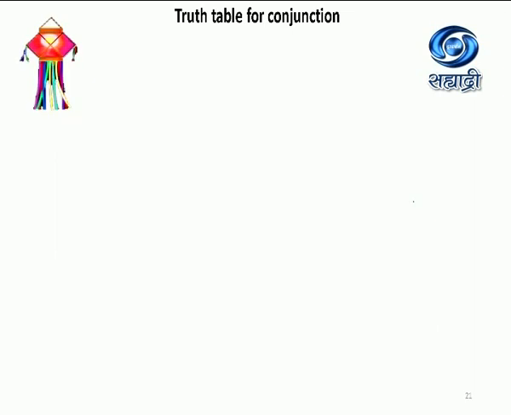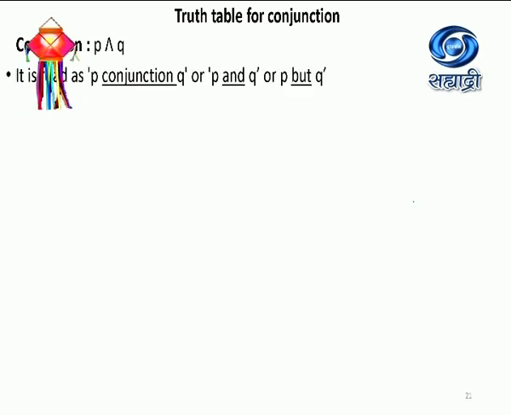Comes the most important truth table, that is for conjunction. Conjunction is written in symbolic form as P ∧ Q. It can be read as P conjunction Q, or P and Q, or P but Q. P conjunction Q is the verbal form. Please note, and if you write P symbol conjunction Q, it is a symbolic form.